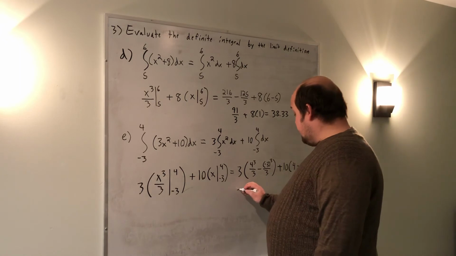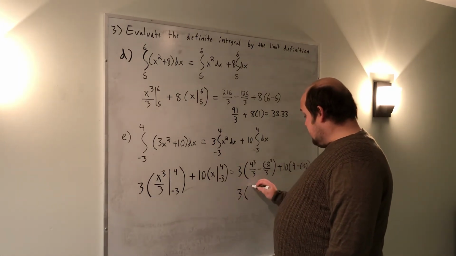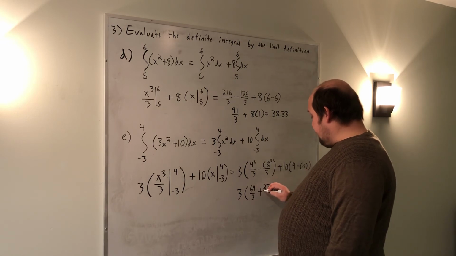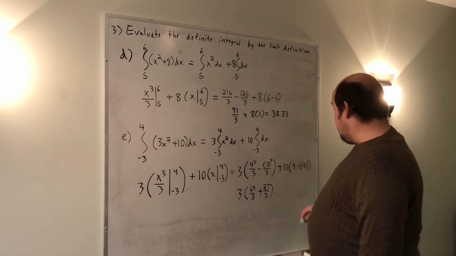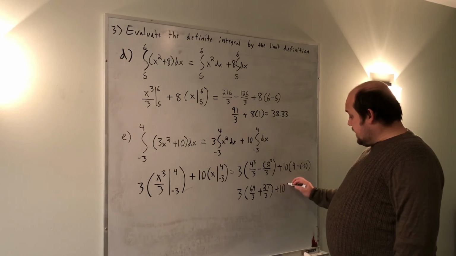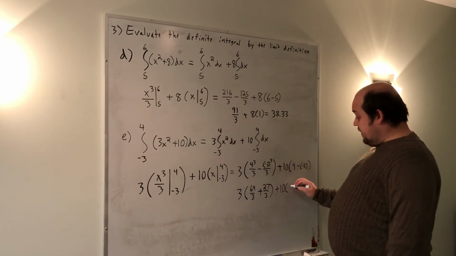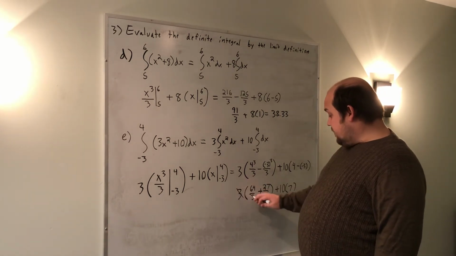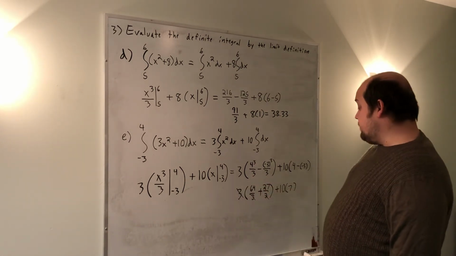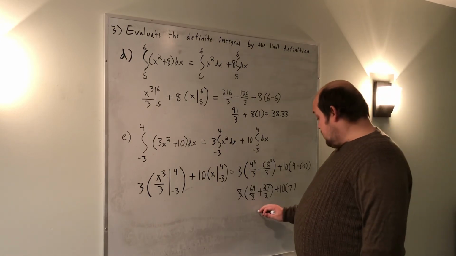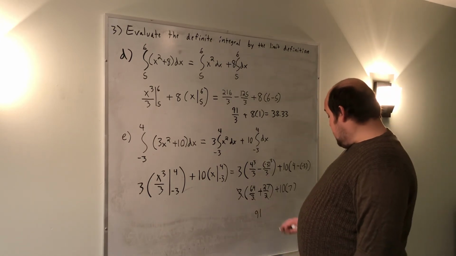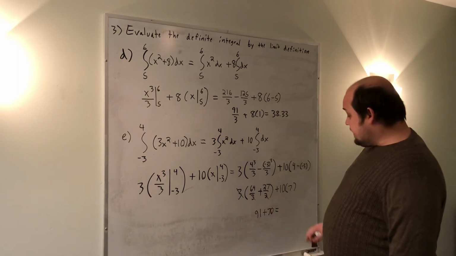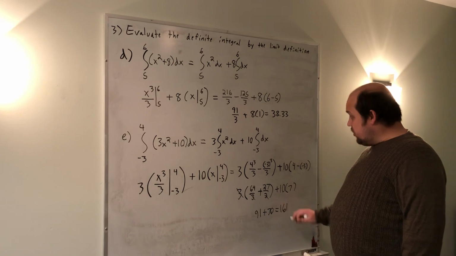So really here, this becomes 3 times 64 over 3 plus 27 over 3. I'm going to add to that 10 times 4 minus a negative 3 is 7. This 3 and these divided by 3's can all cancel, so this just becomes 64 plus 27, which is 91. I add to that 10 times 7, which is 70. That's how I get my final answer of 161.